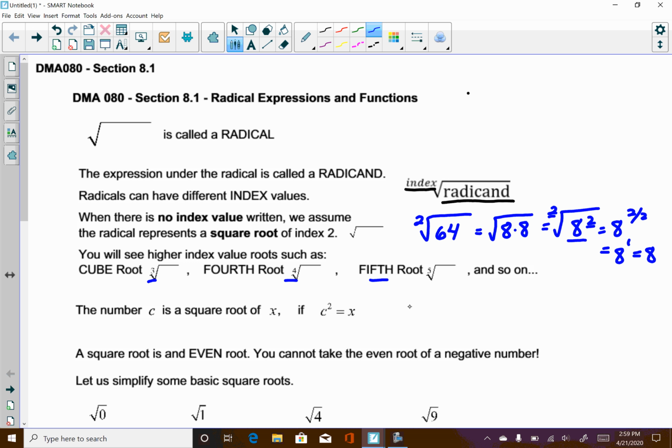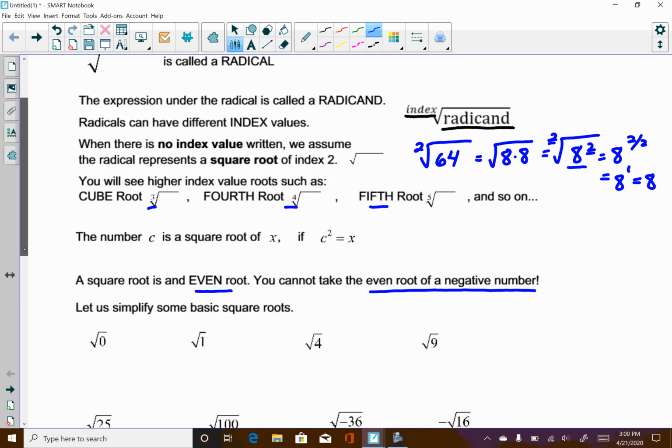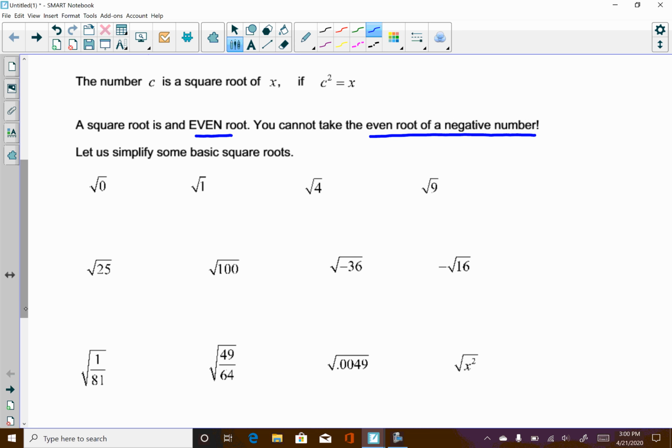A square root is an even root. You cannot take the even root of a negative number. I'll talk more about that in a few minutes, but that has to do with the fact that you're taking a number and multiplying it times itself. And so if you take a negative number and multiply it times itself, you're going to get a positive number. But you'll see it better in a few moments, what I mean by not being able to take the square root of a negative number.